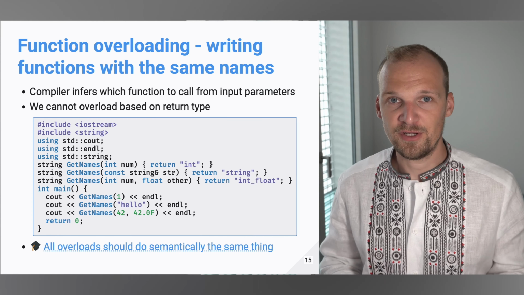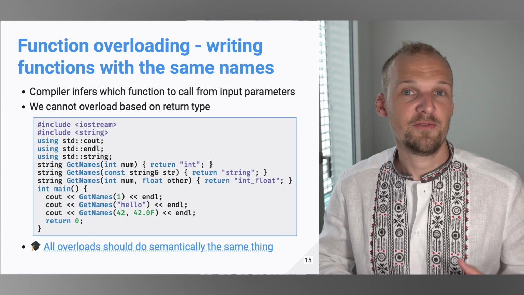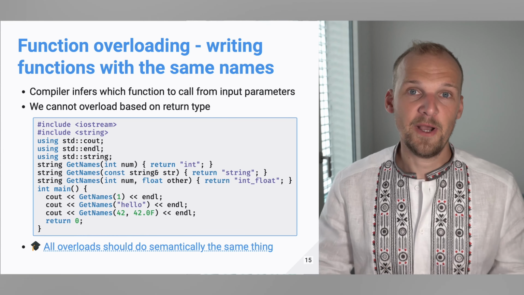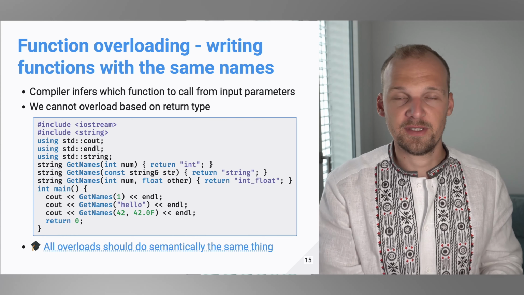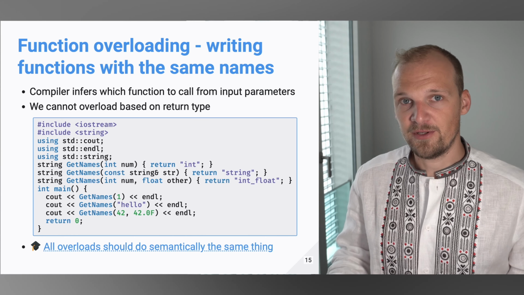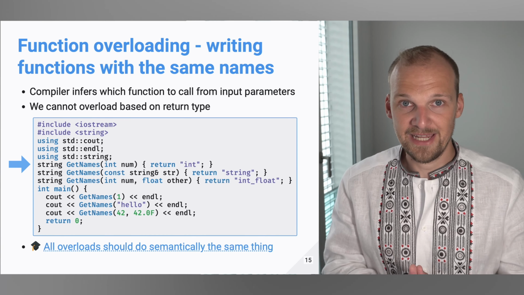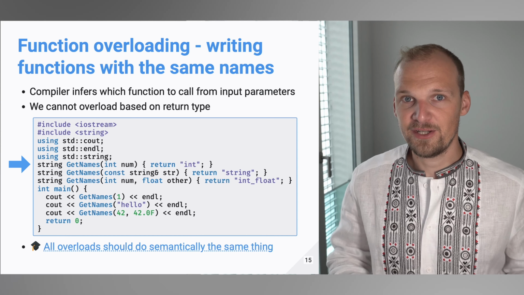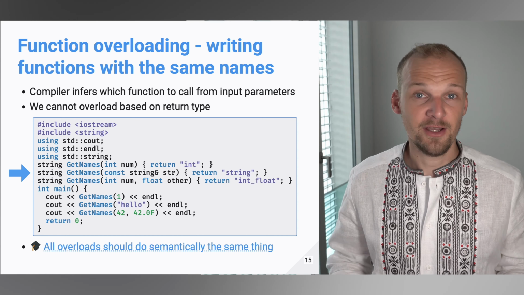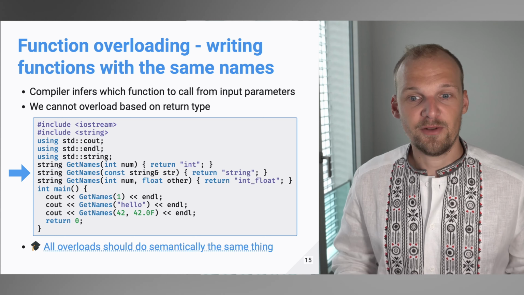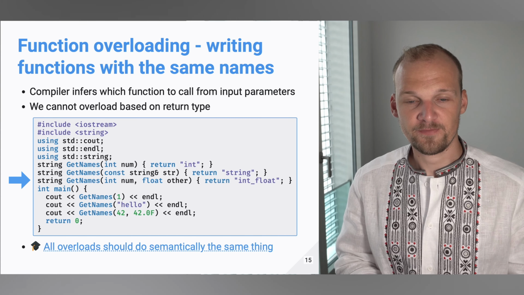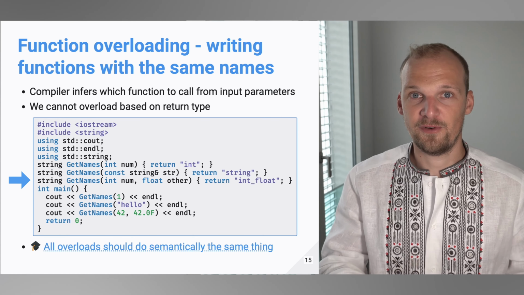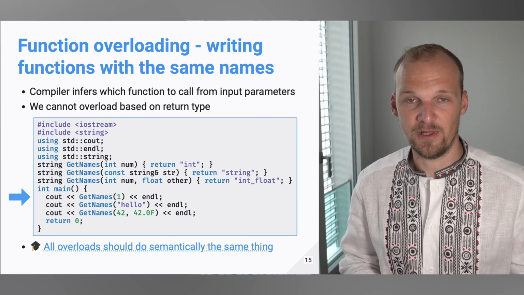So you have a number of functions that have exactly the same name, but have different parameters. And then the compiler will pick the proper function to use, even though all of them have the same name, looking at the parameters. So let's say we have this getNames function. One of them takes an integer, one of them takes the string or the const string reference, and one of them takes two numbers, an int and a float. And then when you call them with different sets of parameters, the different ones will run.